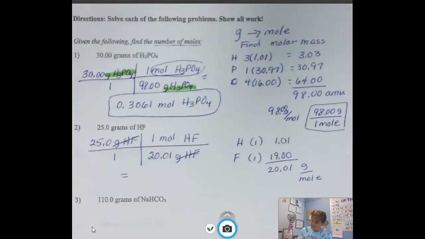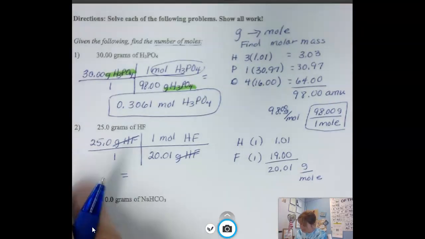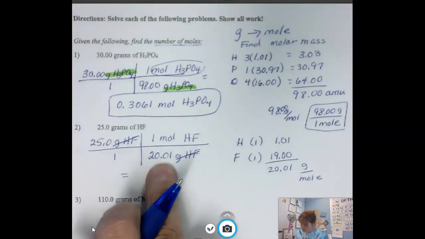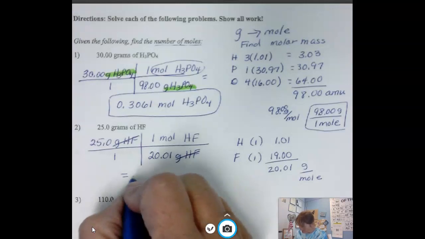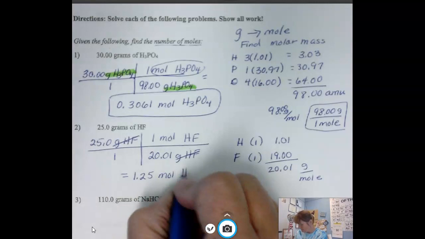And since I'm using my side over here, I don't have any extra room, so I'm going to go this way. So I have 1.25. I have 3 digits and 4, so 3 is what I'm going to go with. So 1.25 moles of hydrofluoric acid.